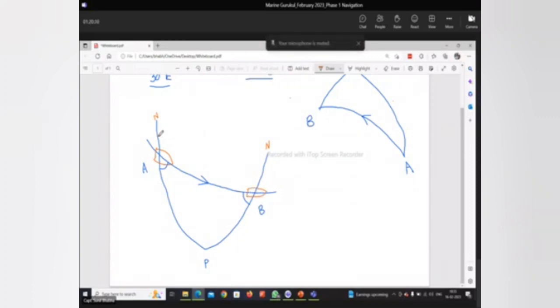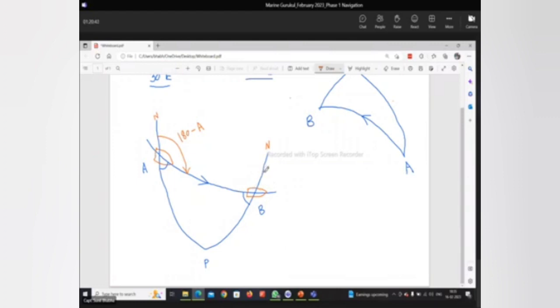So starting from north, going clockwise, going up to the ship's head, this is my initial course. And in this case, you can see it is 180 minus A. Right, beta? Yes, sir. Very good.